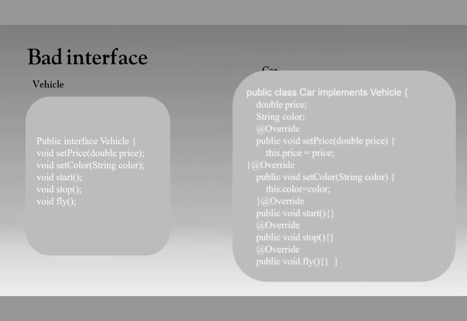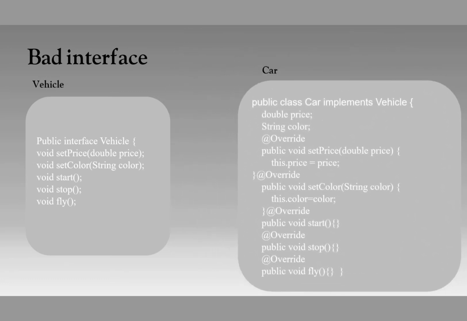But imagine a class that represents a car. This is how a car class will look. As you can see in the code, the car needs to provide an implementation of the fly method, even though it does not require it. This is in violation of ISP.